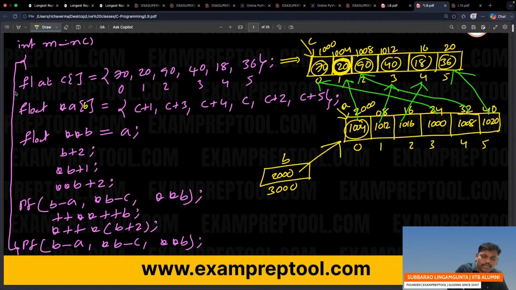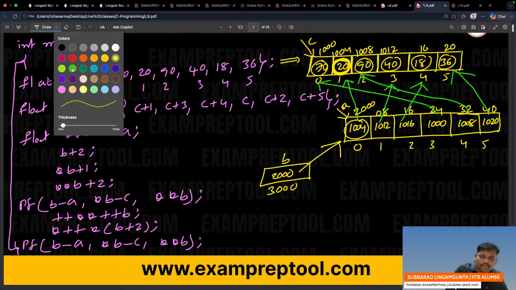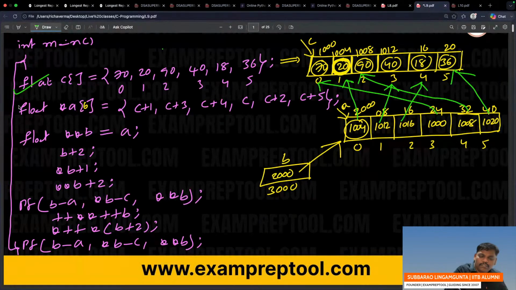This is completed. Let me use another color. Be careful: a small mistake and you will give a wrong answer. Can you see this one? Variable means inside. B is 2000.